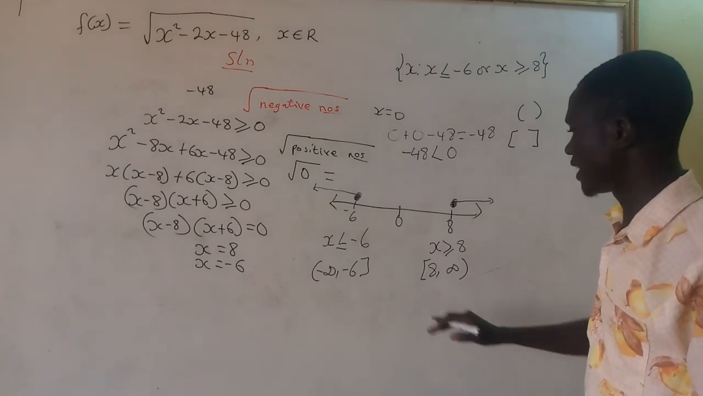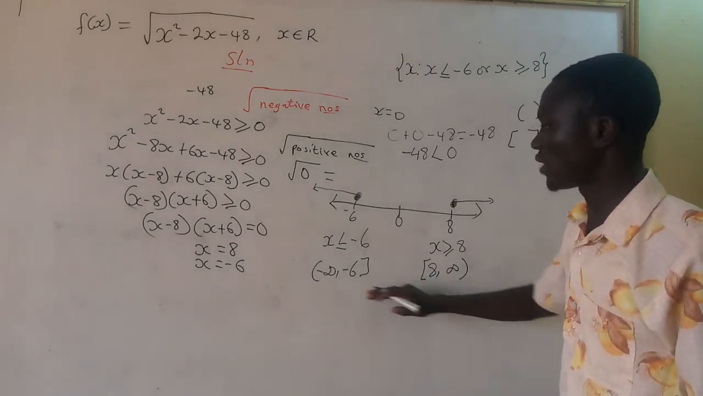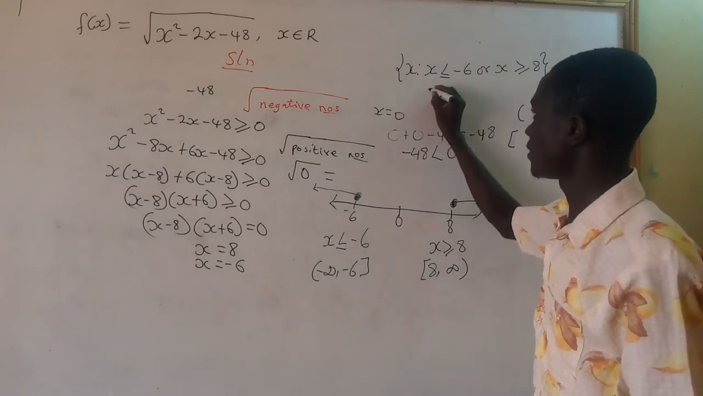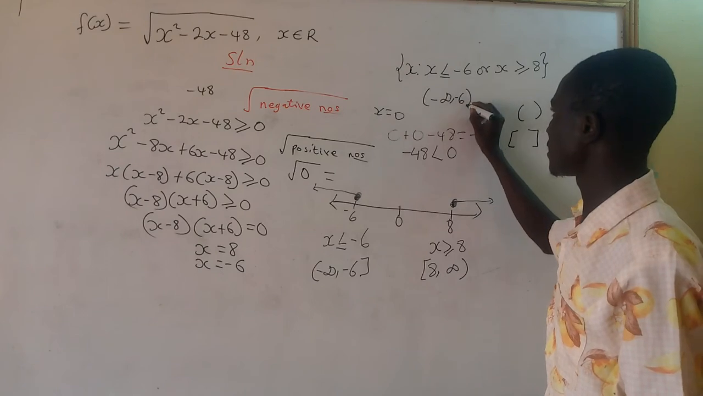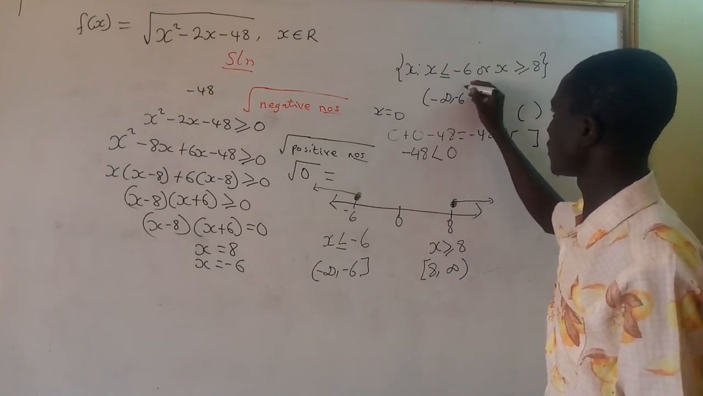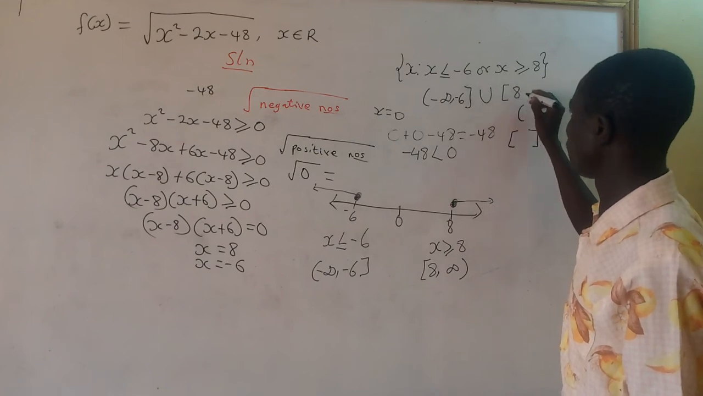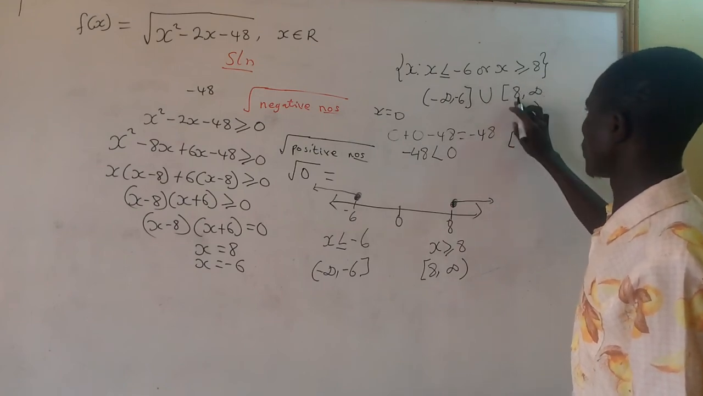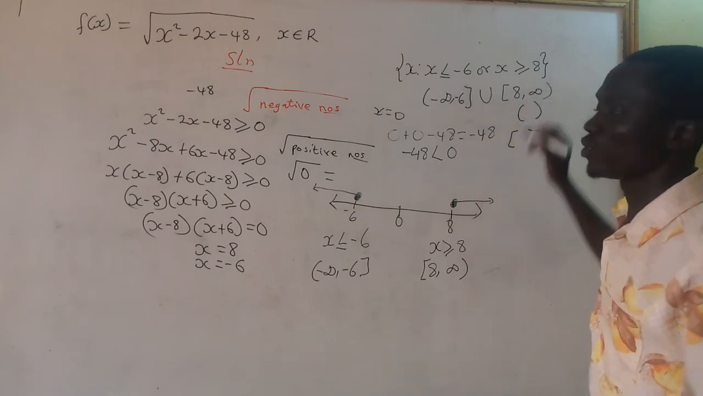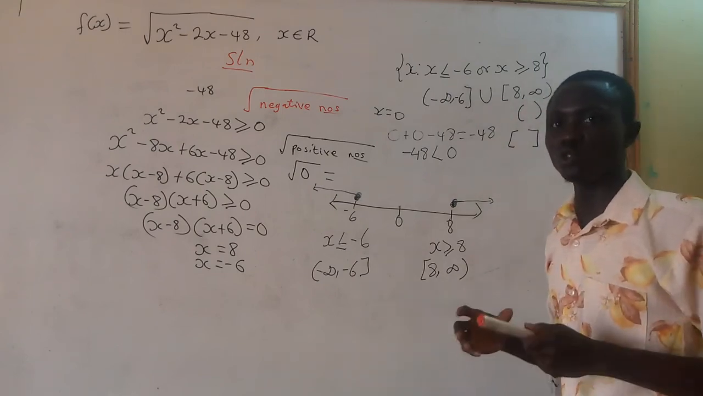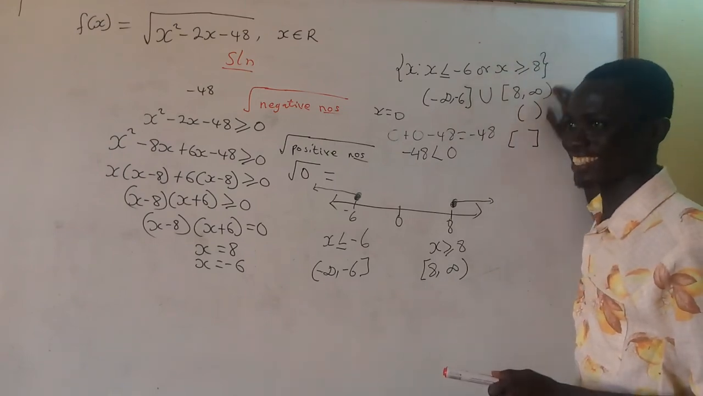So we can also state the domain using these interval notations. That is, in bracket negative infinity to negative 6 union positive 8 to positive infinity. So we can state the largest possible domain using this or that.